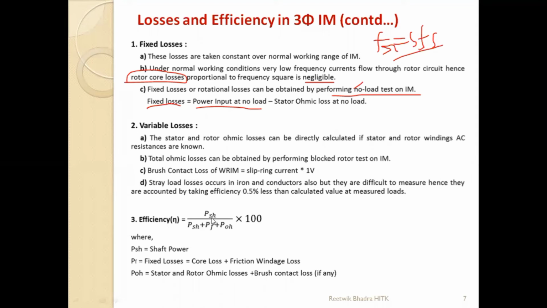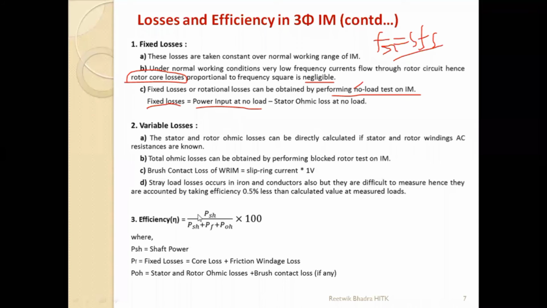So what is the efficiency formula? Output power, that is shaft power, divided by input, which means output plus losses: PSH plus fixed losses plus stator and rotor ohmic losses. So output by input into 100. This is our basic formula.